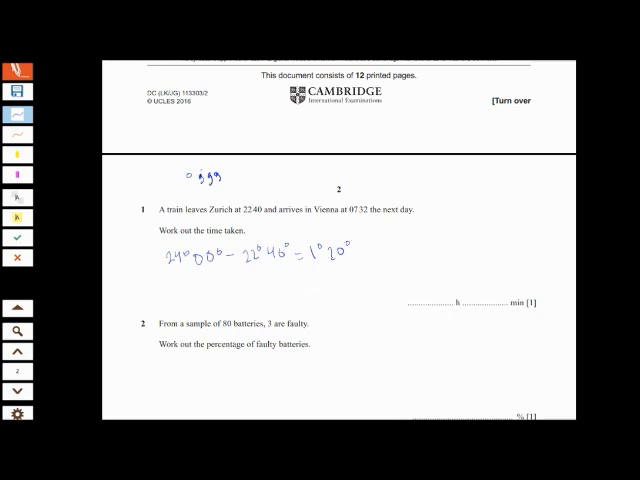And then you add this 1 hour 20 minutes to 7:32 to get your answer. So 7, 32, plus 1, 20, and you would get the answer 8:52, 8 hours 52 minutes.